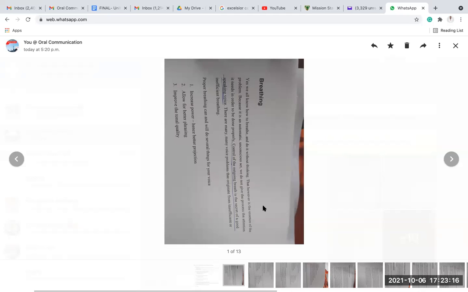Breathing is air moving in and out of the lungs. You can Google it. So it says it's the process of taking air into and letting it out from the lungs. Okay, so it's the movement of air in and out of the lungs. Right. Okay.